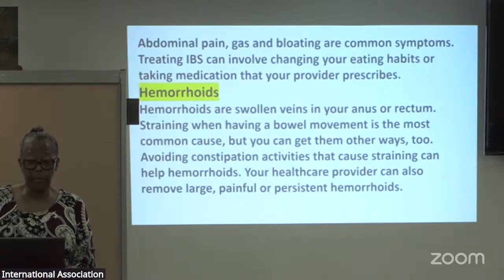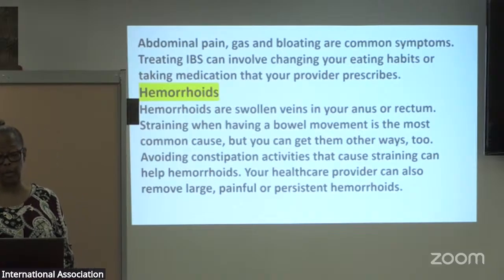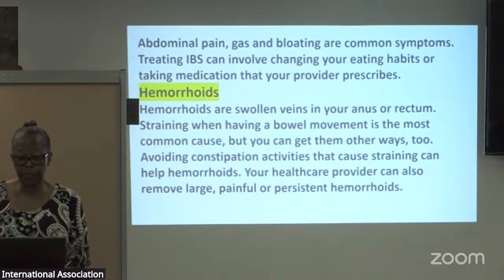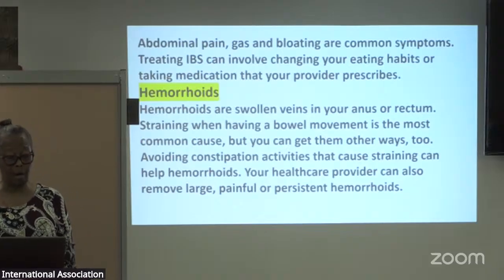Hemorrhoids. Hemorrhoids are swollen veins in your anus or rectum. Straining when having a bowel movement is the most common cause, but you can get them other ways too. Avoiding constipation and activities that cause straining can help hemorrhoids. Your healthcare provider can also remove large, painful, or persistent hemorrhoids.